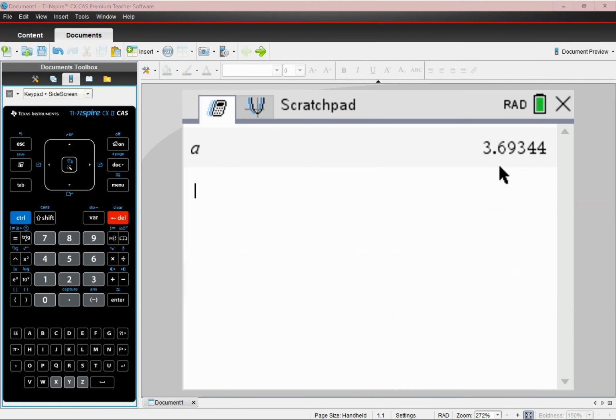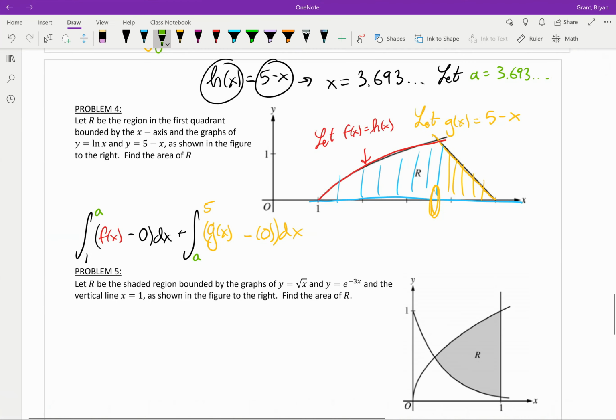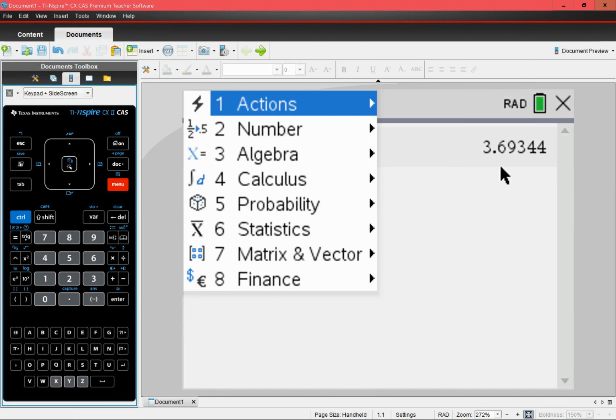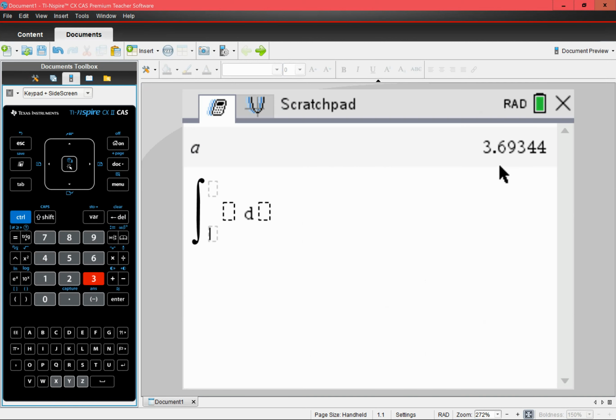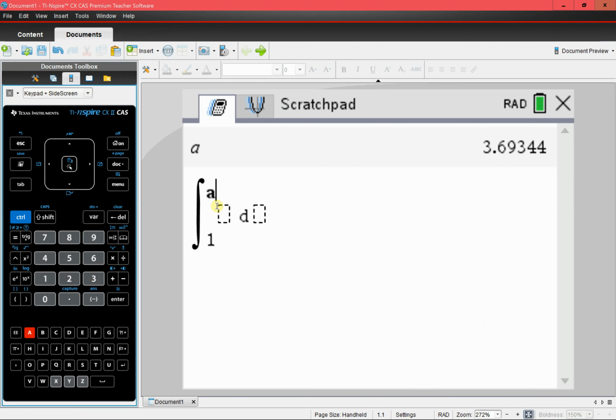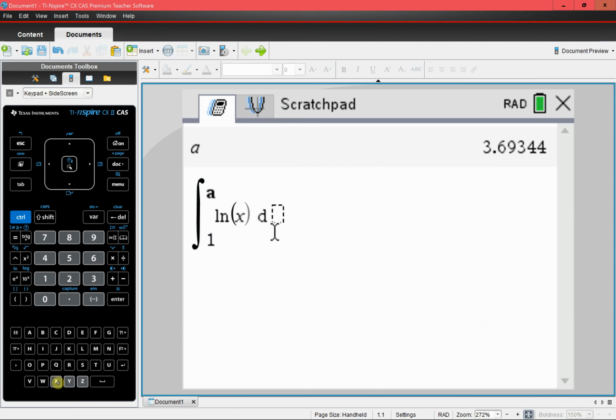So what do I need to do? Well, I need to plug all of this into my calculator. So natural log from 1 to A. Let's see if I can get this all at once. Menu, calculus, integral from 1 up to A. Notice A is bold because it's a constant now, no longer a variable, of the natural log of x dx.